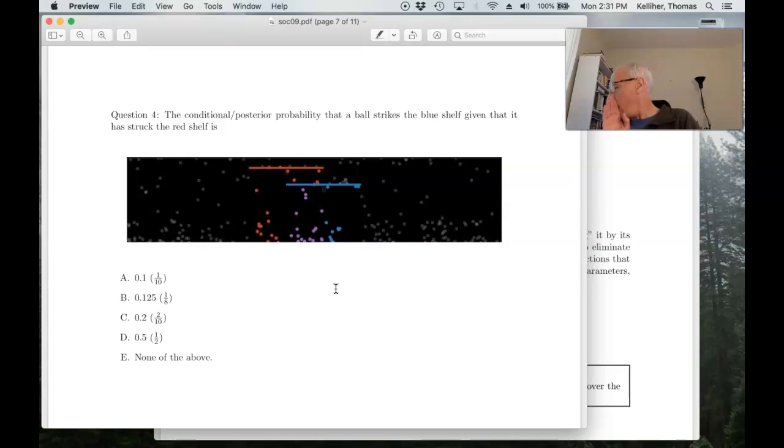Okay. Now I have a conditional probability question. What's the conditional probability that a ball strikes the blue shelf given that it has struck the red shelf? All right, think about that. Okay. Imagine 20 balls striking the red shelf. How many of them also strike the blue shelf? Well, that'll be 10. So the answer is 10 divided by 20, D, 1/2. So remember, 20 balls strike the red shelf. Of those 20 balls, 10 strike the blue shelf.